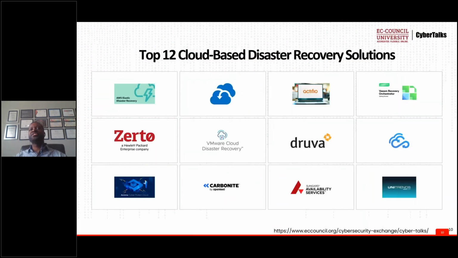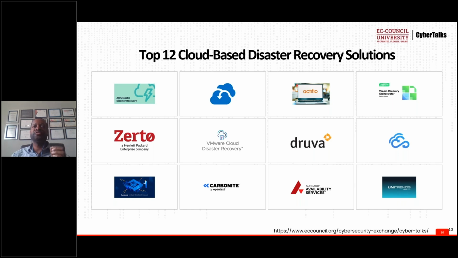To give you a better sense of the landscape, let's briefly walk through each of these 12 cloud-based disaster recovery solutions, each offering a unique value proposition depending on your environments and needs. We'll start up in the upper left. This is the AWS Elastic Disaster Recovery. Now, this is Amazon's native solution that delivers fast, scalable DR for cloud workloads. This enables rapid failover and recovery directly within an AWS infrastructure.